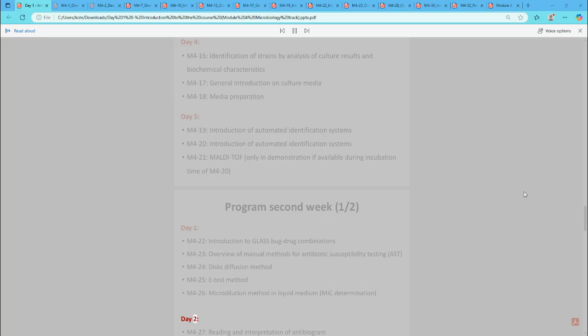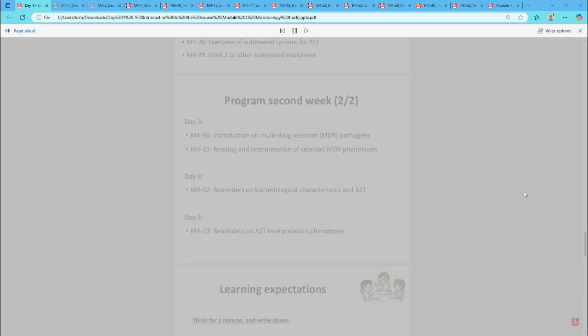Day 2. M4-27, Reading and interpretation of antibiogram. M4-28, Overview of automated systems for AST. M4-29, Vitek 2 or other automated equipment. Day 3. M4-30, Introduction on multi-drug resistant, MDR, pathogens. M4-31, Reading and interpretation of selected MDR phenotypes.